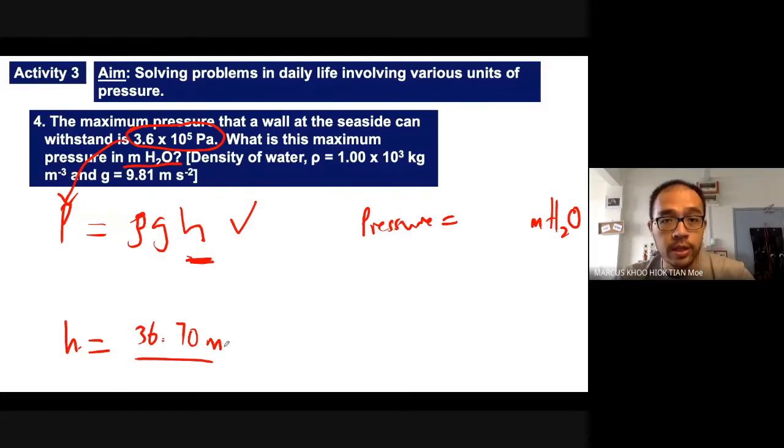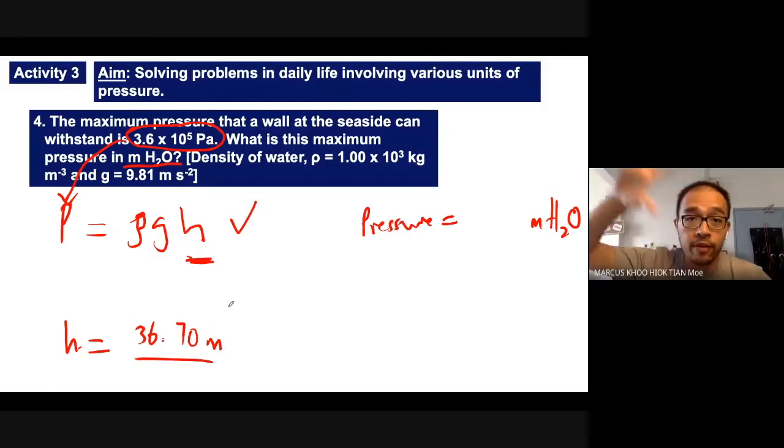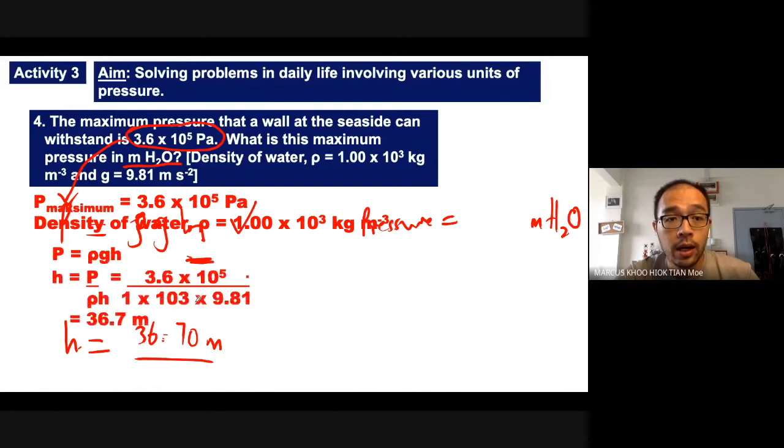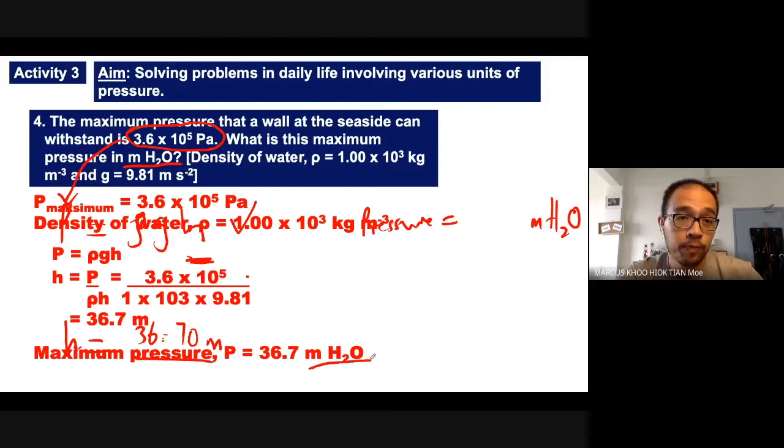Okay, so if it's 36.70 meters, if the depth of the water is 36.70 meters, the pressure will be the same, 36.70 meter water. So you see the conversion from height to pressure if it's meter water is very easy. Just take the height and then add the correct unit to call it pressure. So it's very, very convenient. You don't have to change to Pascal all the time, because Pascal is actually scientific, but it's very troublesome.